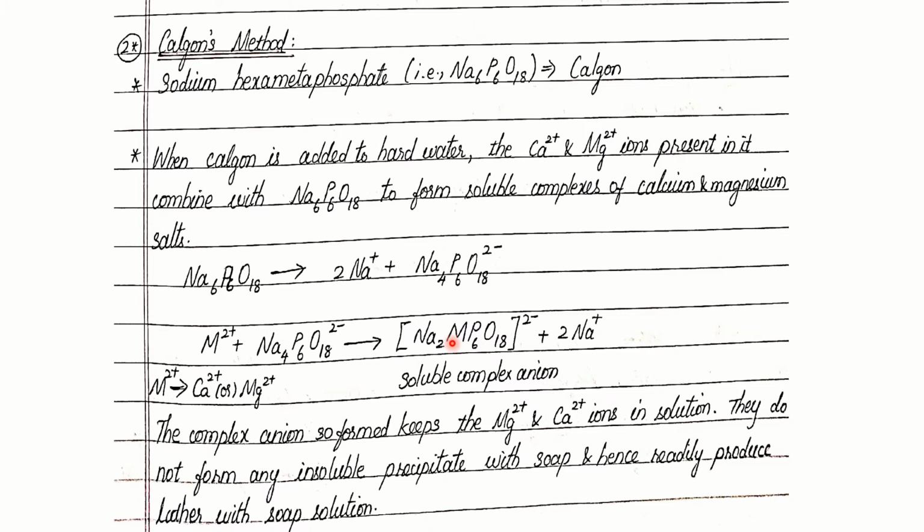Since Calgon forms soluble complexes of calcium and magnesium ions, the calcium and magnesium ions are made ineffective. They are now not free to react with soap, and as a result, they do not form any insoluble precipitate with soap. Hence, hard water treated with Calgon is rendered soft, which in turn produces lather immediately with soap solution.